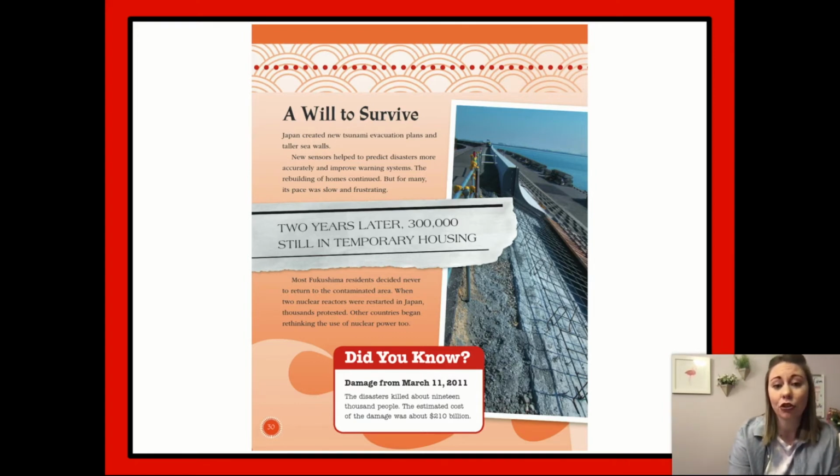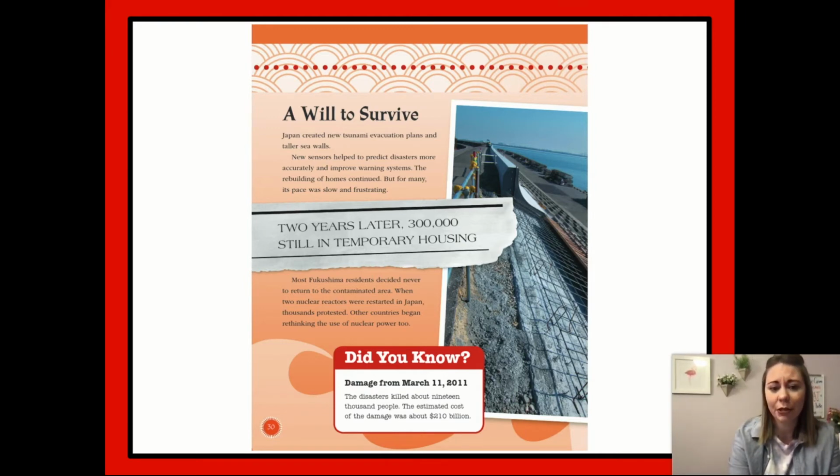It's two years later, 300,000 still in temporary housing. So two years after the disaster, 300,000 people still don't have a home. It says most Fukushima residents decided never to return to the contaminated area. When two nuclear reactors were restarted in Japan, thousands protested. Other countries began rethinking their use of nuclear power too. So imagine, the people know that these nuclear power plants caused them all this damage, and so when they started using them again, people were a little upset.